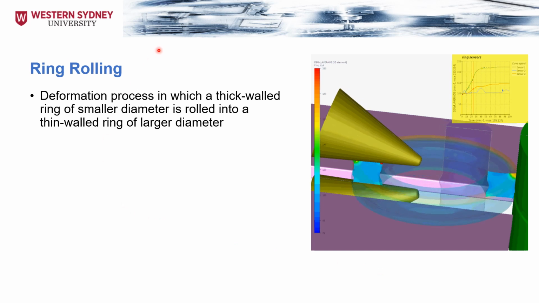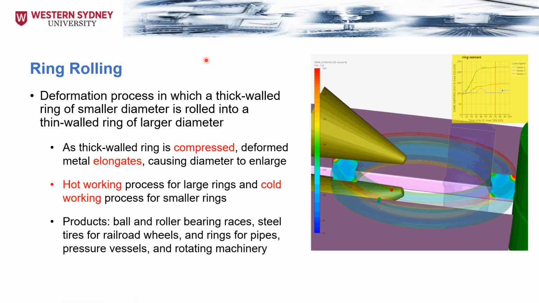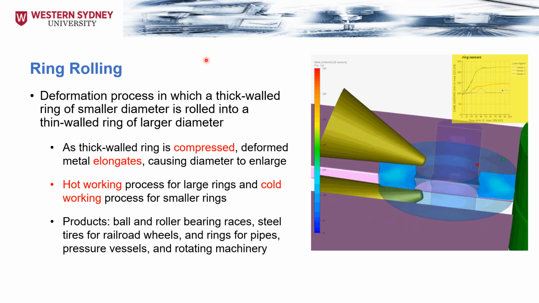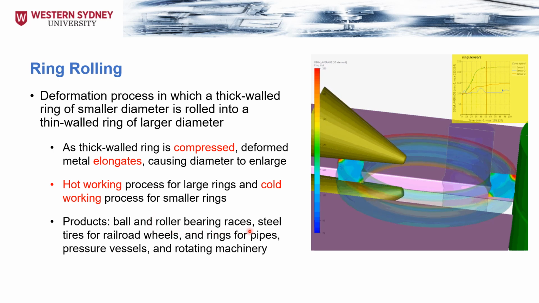We have also the ring rolling, which is a deformation process in which a thick-walled ring of a smaller diameter is going to be rolled into a thin-walled ring of a larger diameter. As the thick-walled ring is compressed and deformed, the metal will elongate, and this will cause the diameter of the part to become larger. It is a hot working process for the large rings and a cold working process for the smaller rings. The products will include the ball and roller bearing races, the steel tires for the railroad wheels, and the rings for pipes, pressure vessels, and rotating machinery.